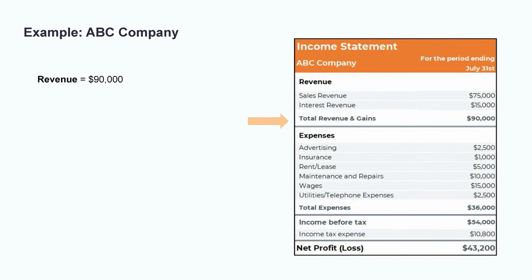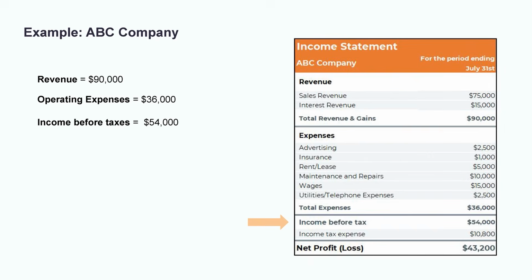Here we can see the company had revenue of $90,000, less operating expenses of $36,000, bringing their income before taxes for the month to $54,000. Based on this, we can see the company recorded an income tax expense of $10,800 that month, which would have been calculated based on the company's understanding of their marginal tax rate and taxable income expectation. For example, if the tax rate for the company was 20%, this would be multiplied by the $54,000 income before tax to arrive at $10,800 income tax expense.